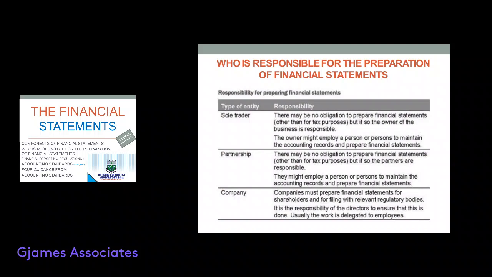We are actually fulfilling or taking that role on behalf of another. And that does not say that they are not still responsible for whatsoever we do, like an agency contract. The owner might employ a person or persons to maintain the accounting record and prepare the financial statement, but they are responsible. So that's about the sole proprietor.